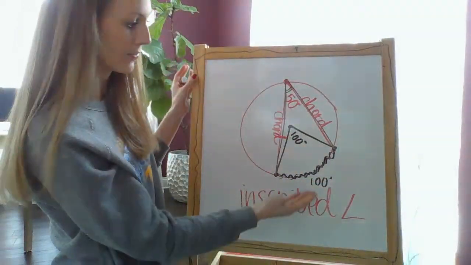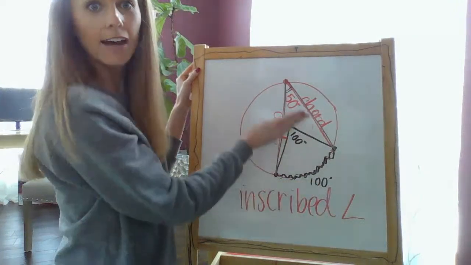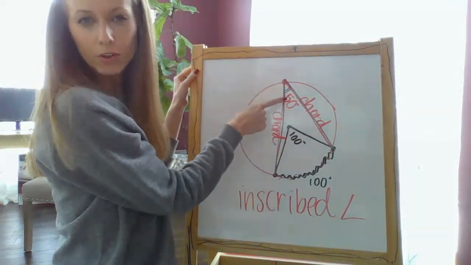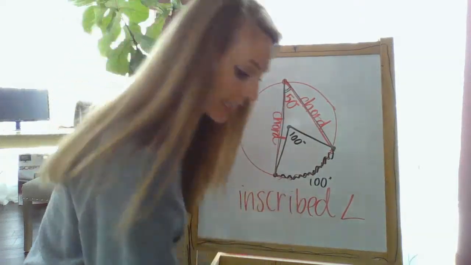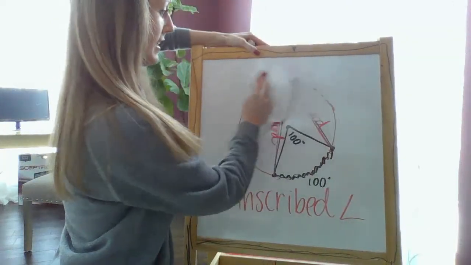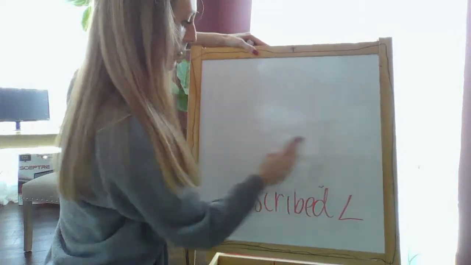So an inscribed angle is half of its arc. You could look at it two ways. If you know the arc, you'll take half of it to get the angle. If you know the angle, you'll double it to get the arc. Okay, we'll do an example.